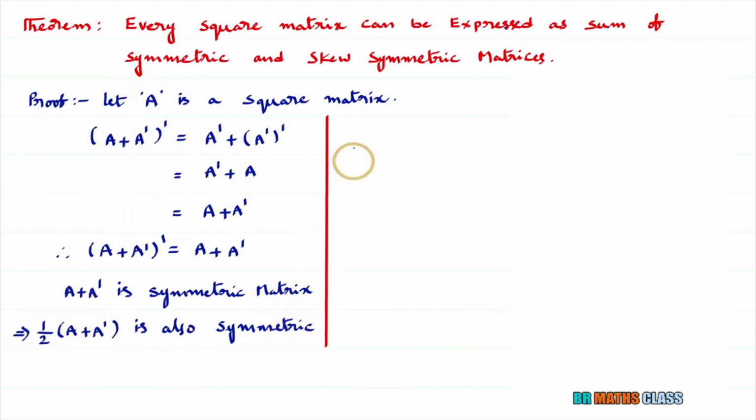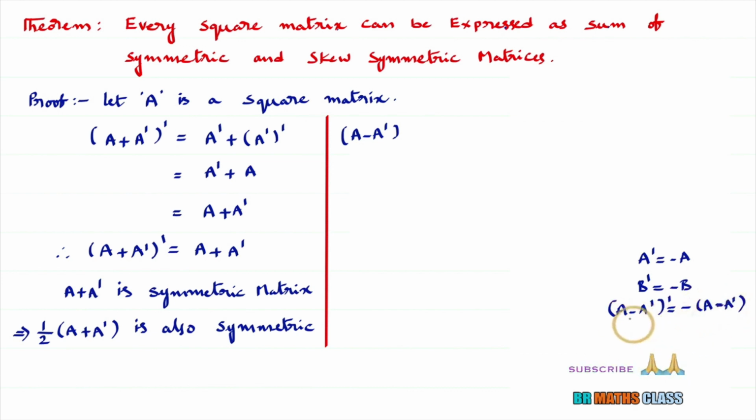Now what I will do? I will prove that A minus A dash is skew symmetric. You see here, when A dash equal to minus A, then we say that A is skew symmetric. When B dash equal to minus B, then we say that B is skew symmetric. Like that, when I am able to prove that A minus A dash whole dash equal to minus of A minus A dash, then I can say that A minus A dash is skew symmetric.